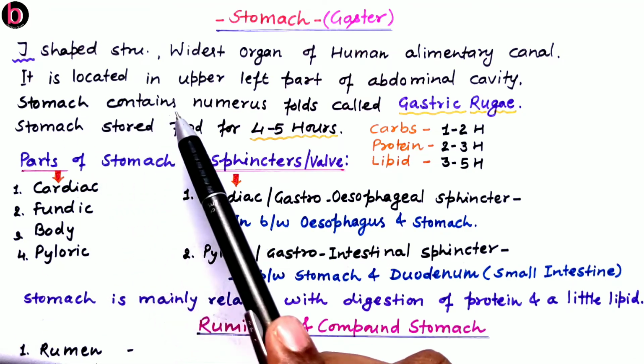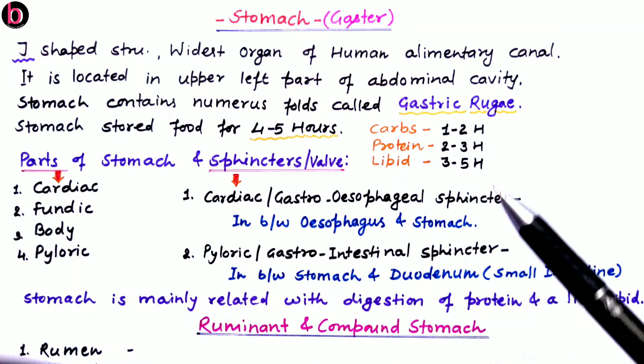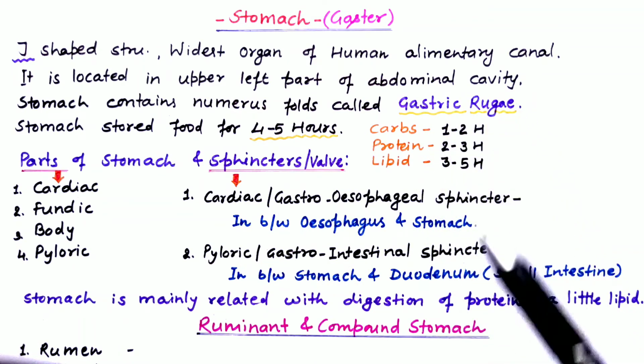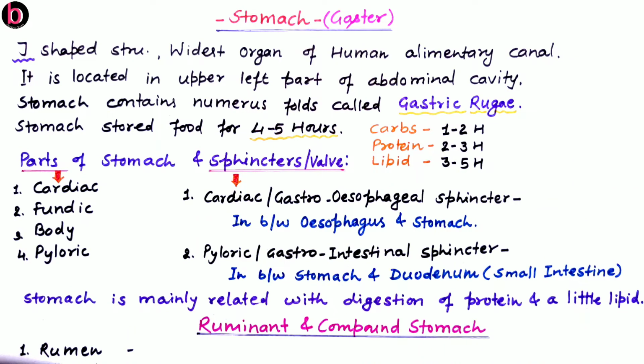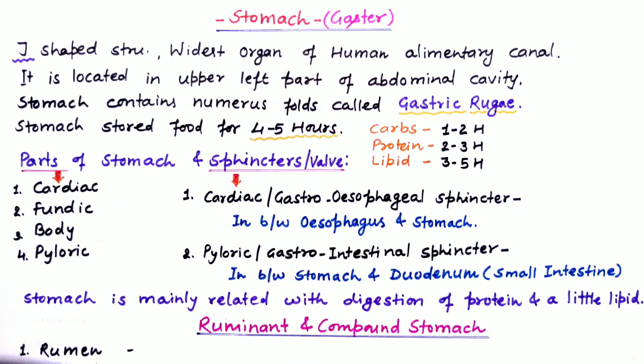Now the stomach contains a number of internal folds. These internal folds are called gastric rugae, and any fold present anywhere in the body, anywhere inside the cell, is always for increasing surface area, which will maximize the metabolic activity. The stomach stores food for 4 to 5 hours, and this depends on the nature of food, what kind of food a particular person is taking in.